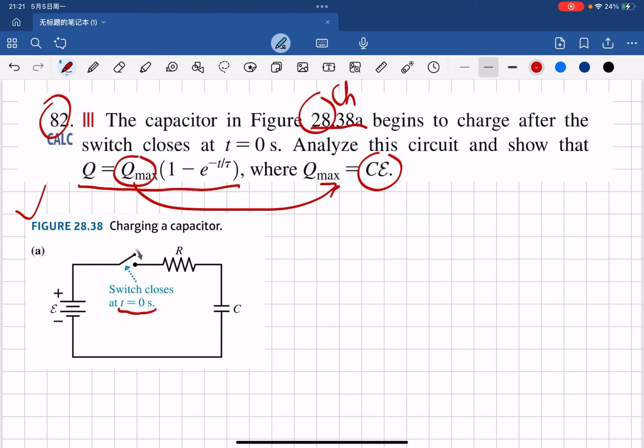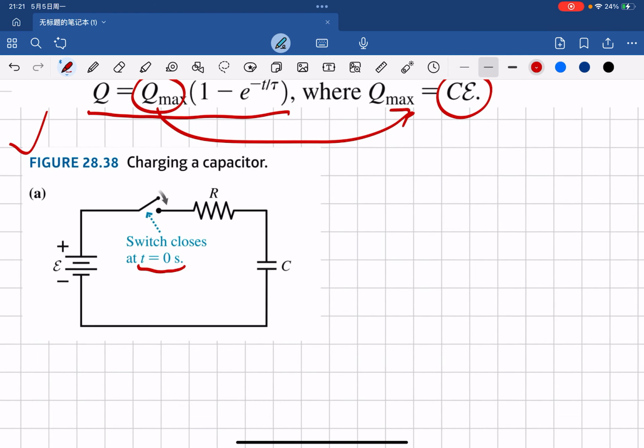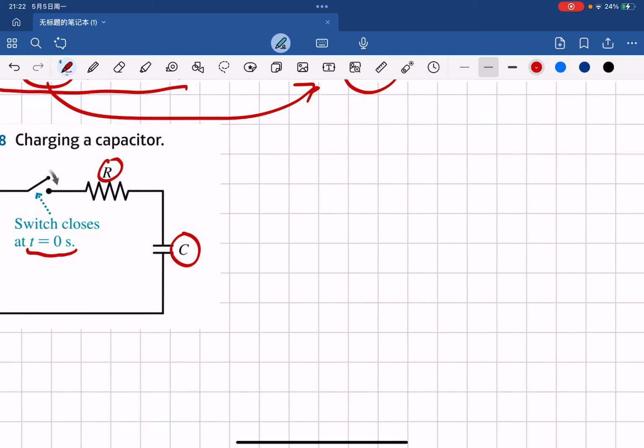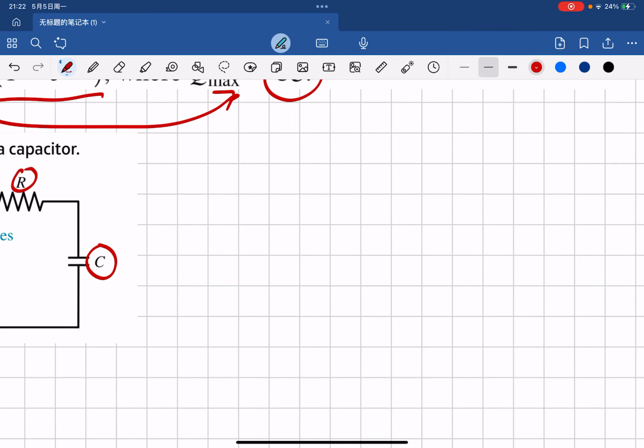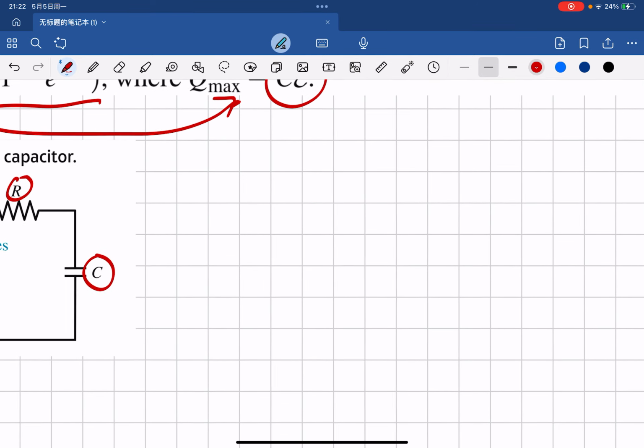First we will understand the given circuit, and this figure shows that we have the battery with voltage, also a resistor and a capacitor, and also a switch that closes when time is equal to zero, as we have mentioned already.